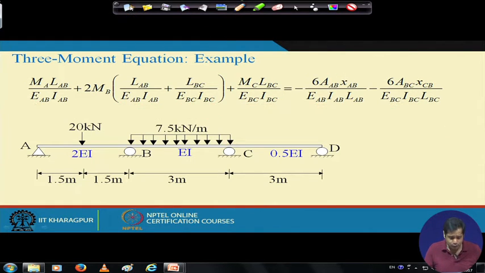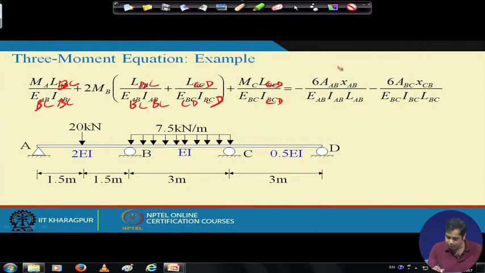Similarly, that was for the three moment equation at B. Now, if you have to do it for C, then this is for BC, and this becomes CD.